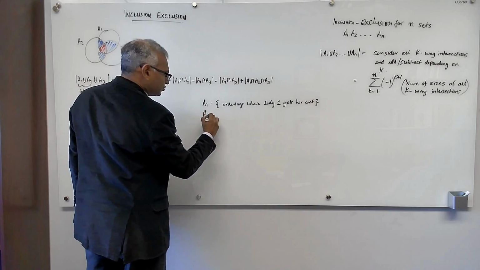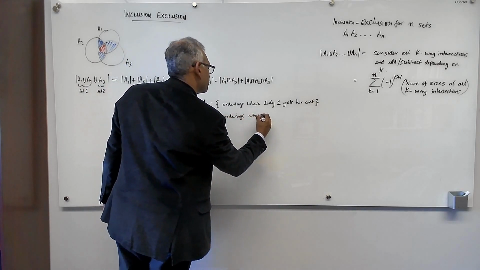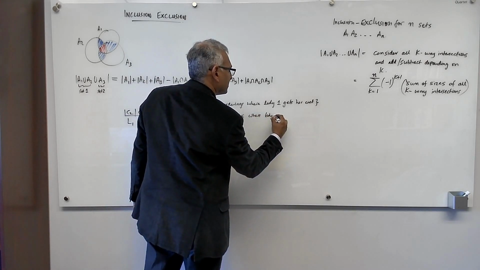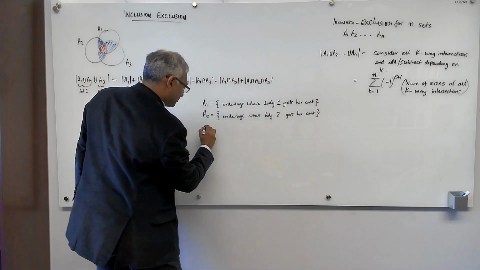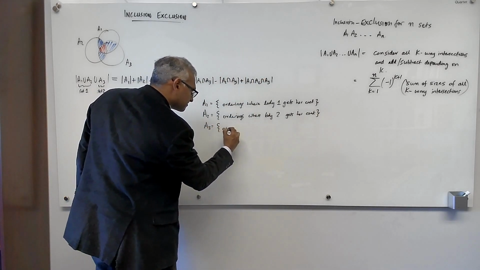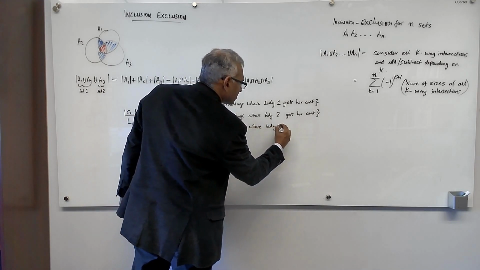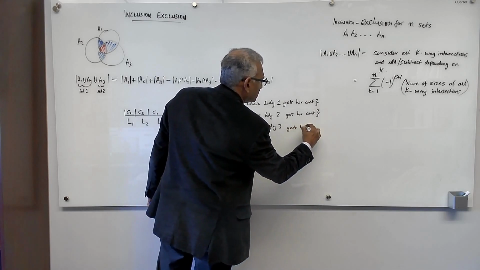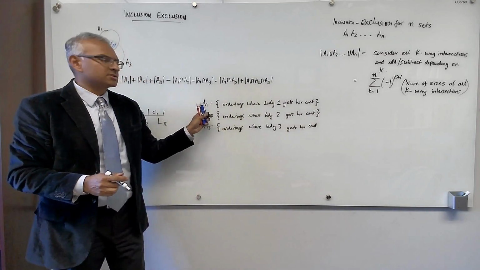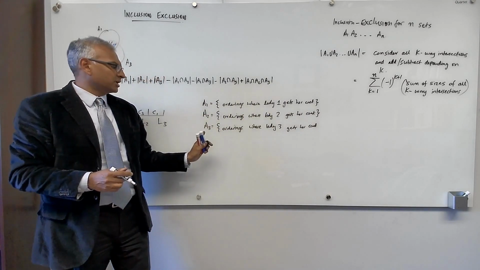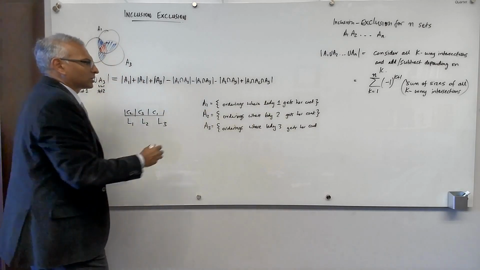And let me define A2 as the orderings where lady 2 gets her coat, and A3 as the orderings where lady 3 gets her coat. So in these orderings, lady 1 gets her coat. In these orderings, lady 2 gets her coat, and in these orderings, lady 3 gets her coat.